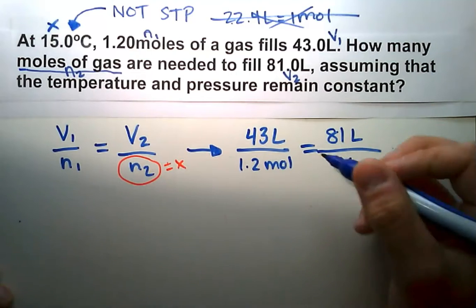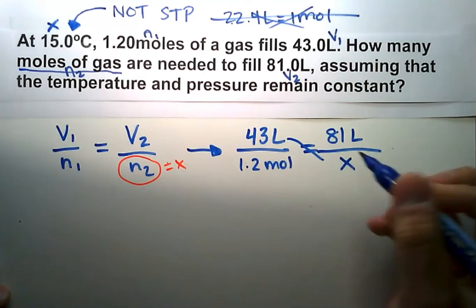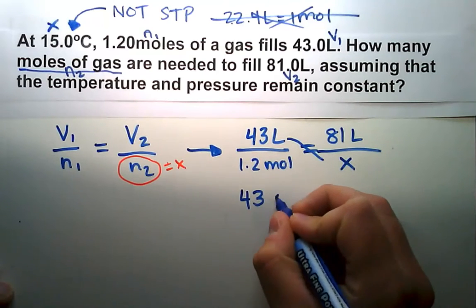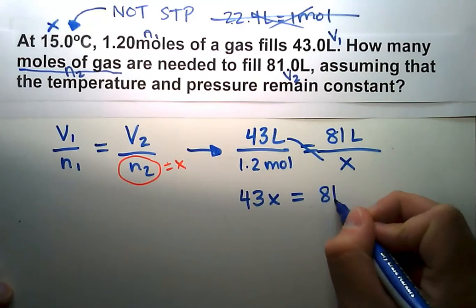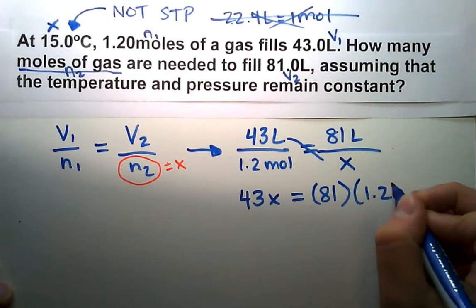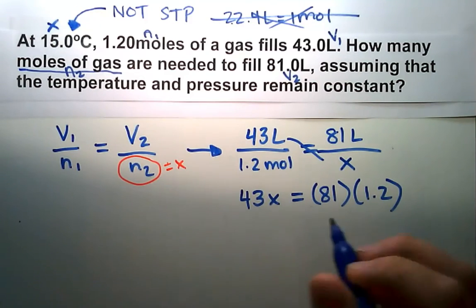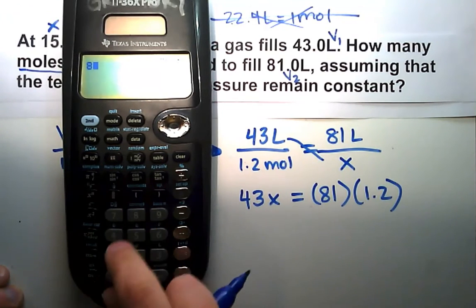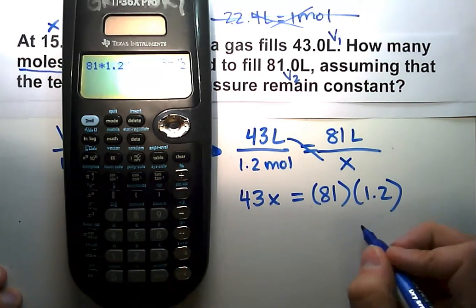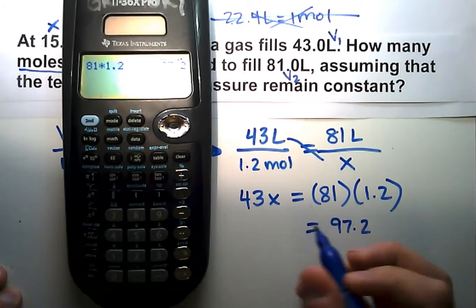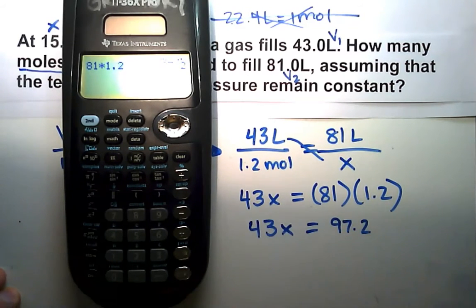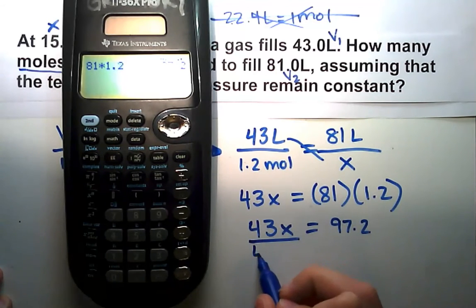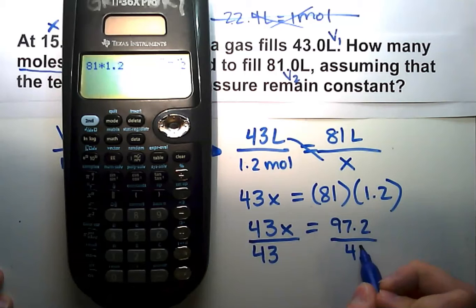Okay, so now we just need to cross multiply. So 43 times X is going to equal 1.2 times 81. 43X equals 81 times 1.2, and I'm leaving out my units here to make it easier to look at our algebra. So let's go ahead and do 81 times 1.2, that gives us 97.2 equals 43 times X. Now we just need to isolate X. We have 43 times X, so we're going to divide by 43 on both sides.